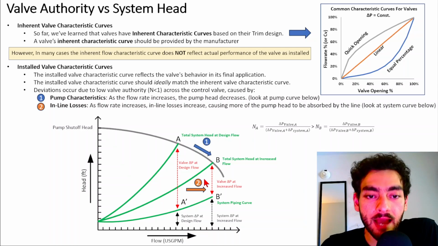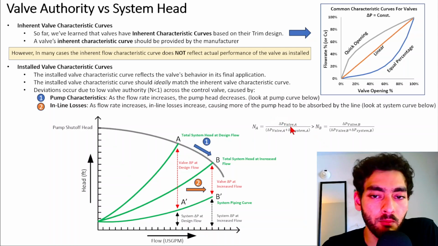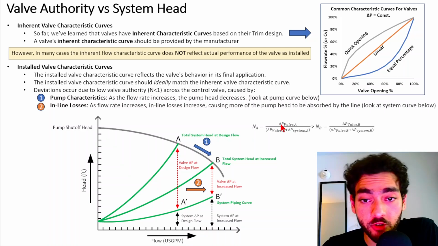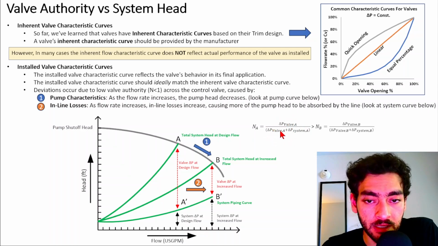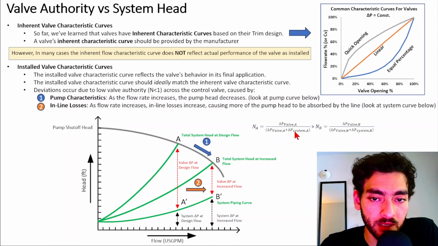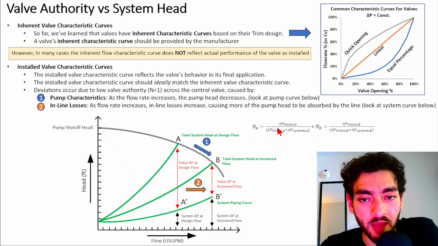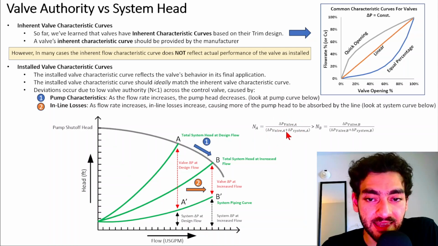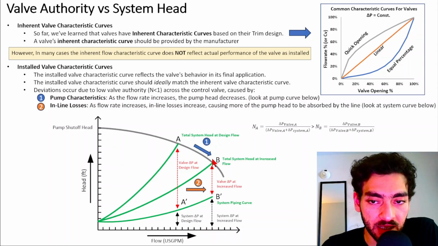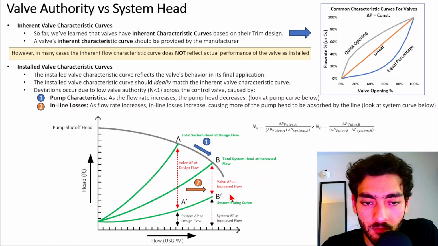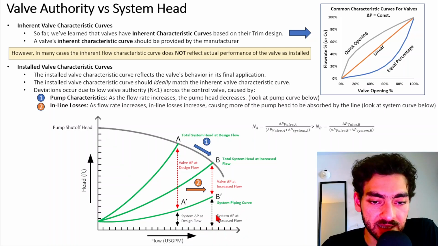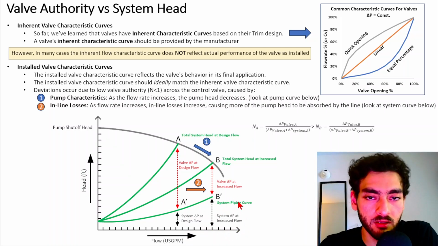Now, if we look at the valve authority at point A and point B, the valve authority at point A is essentially the pressure drop of the valve at point A over the system's pressure drop, which is the entire system's pressure drop, the piping system plus the control valve at point A. We'll see that that is a lot bigger than the valve authority at point B, because at point B the valve pressure drop is less in relation to the system pressure drop, which is now a lot higher.